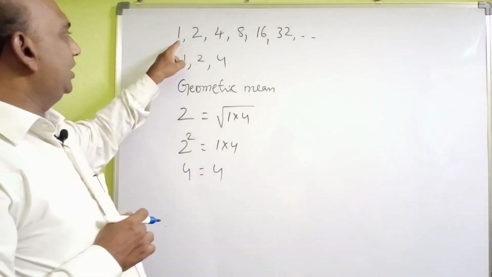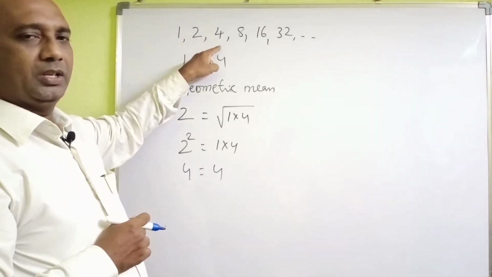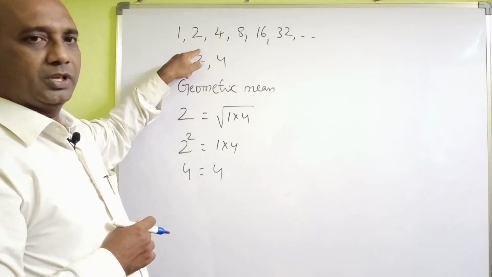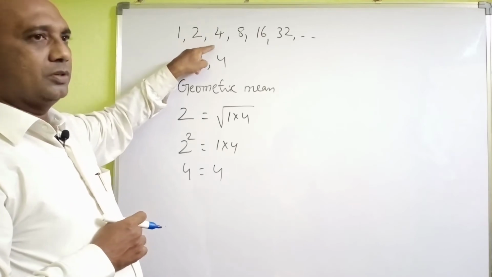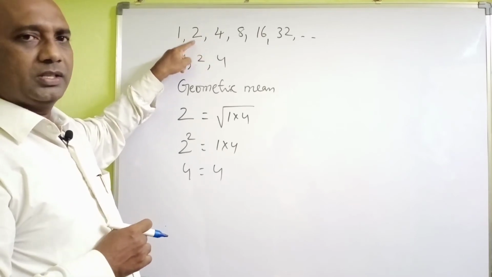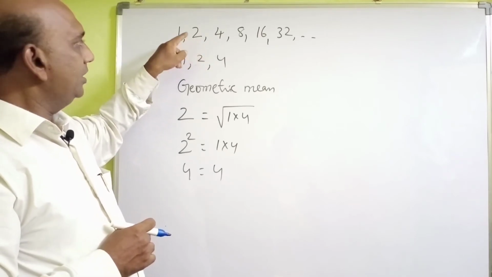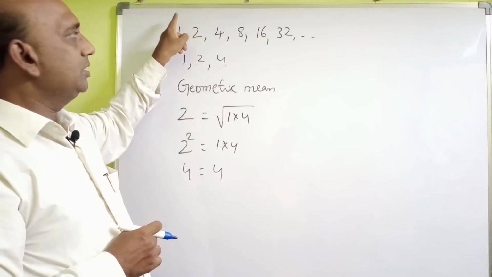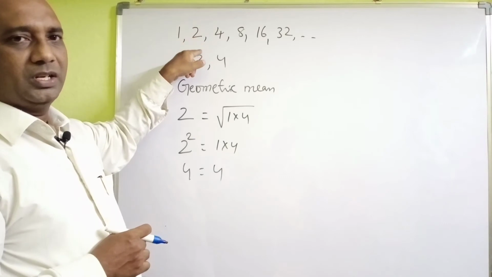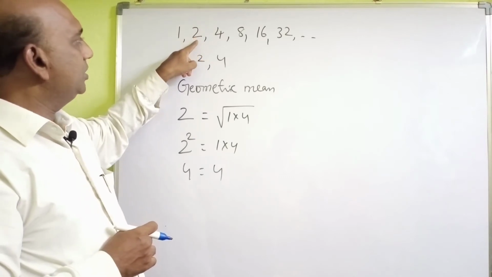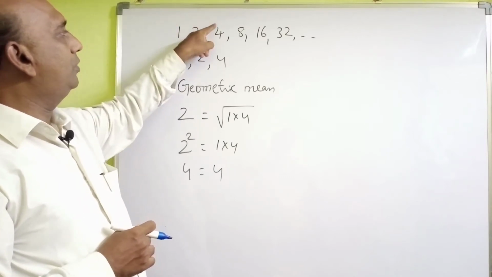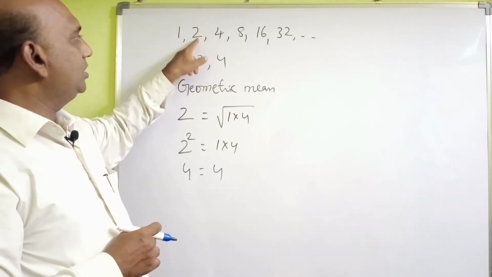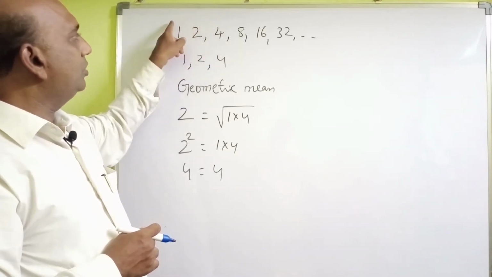So if these three terms are in GP, these are three consecutive terms. In these three consecutive terms, the middle term is called the geometric mean, and that is equal to the root of the product of the numbers which are on either side of it. So 2 is equal to square root of 1 into 4, or 2 square is equal to 1 into 4.